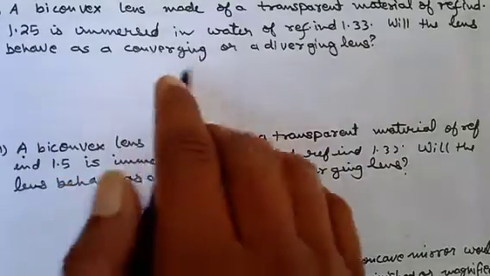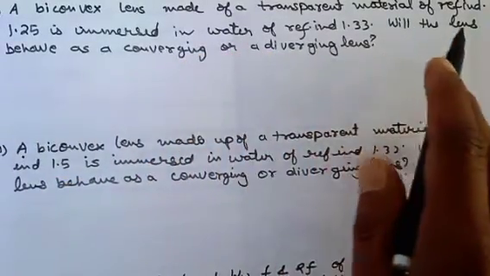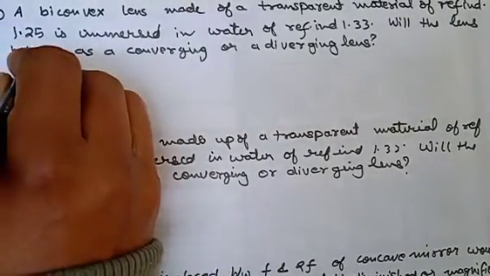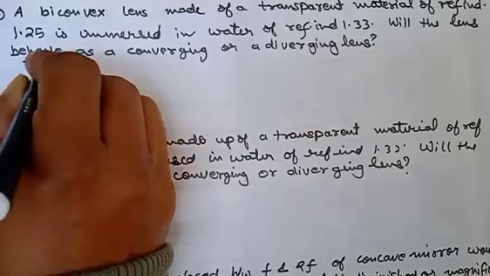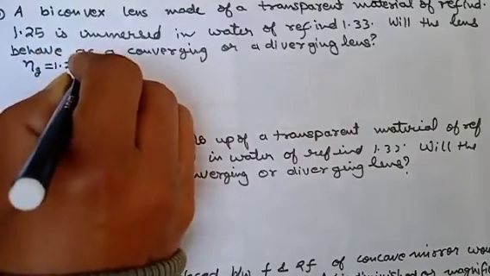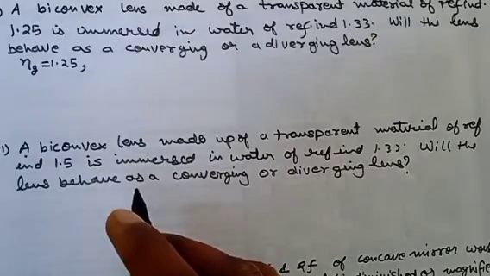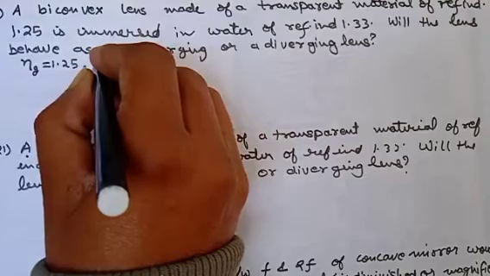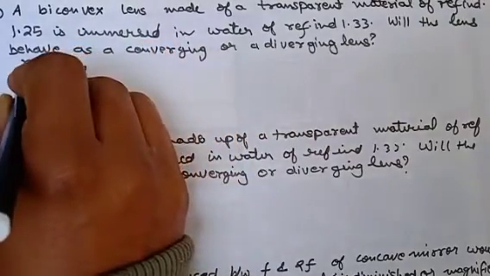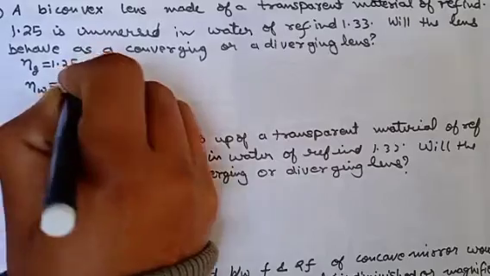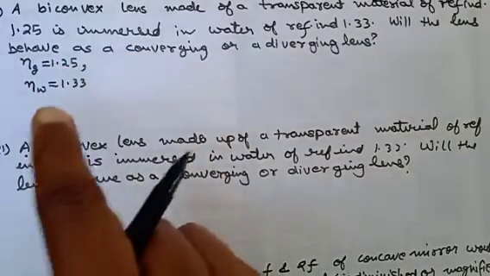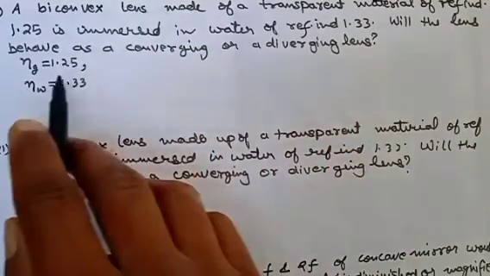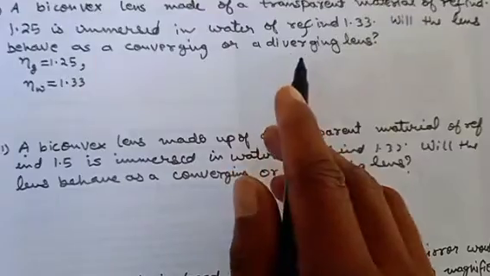So a biconvex lens made of a transparent material of refractive index 1.5. So the refractive index of glass, we can say, is 1.5. Immersed in water of refractive index 1.33. So another situation is there, water 1.33. Remember, the lens is not made up of water, the lens is placed in water. Will the lens behave as a converging or diverging lens?